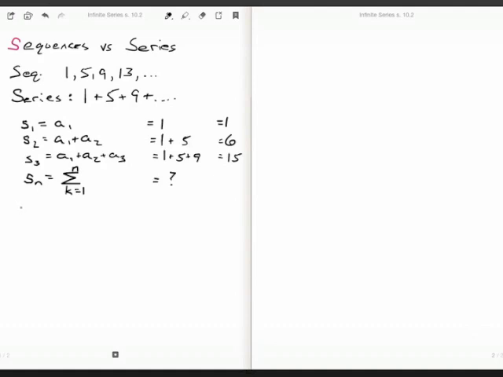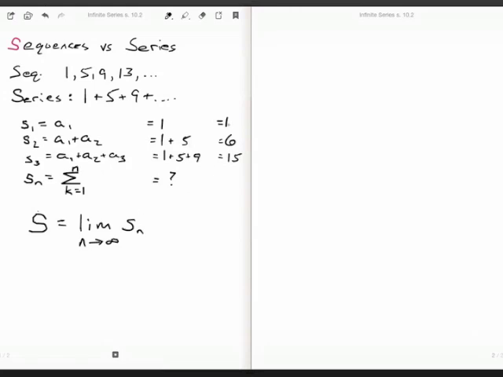Alright, but we're talking about infinite series. Okay, so now if we look at the total sum, I'm not looking for the nth sum, but the total sum is the limit as n approaches infinity of all these partial sums. And that's really what the game is all about today.